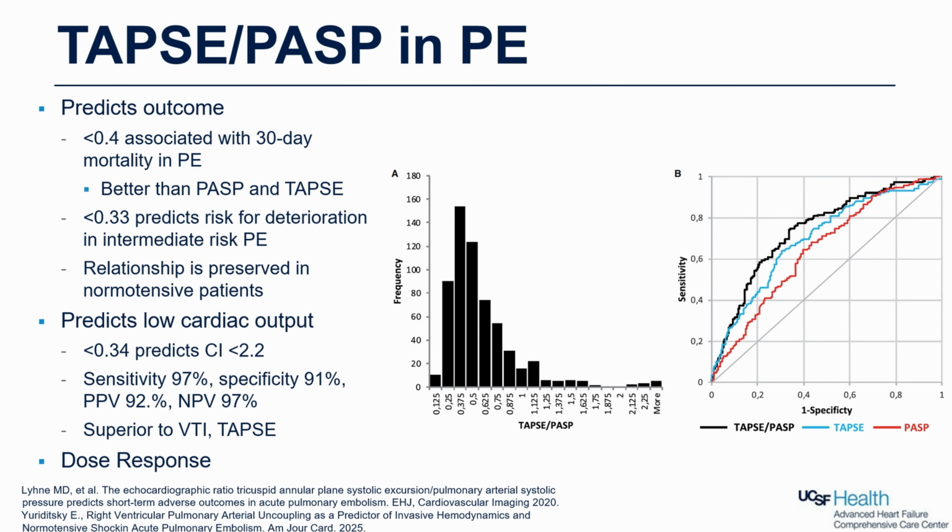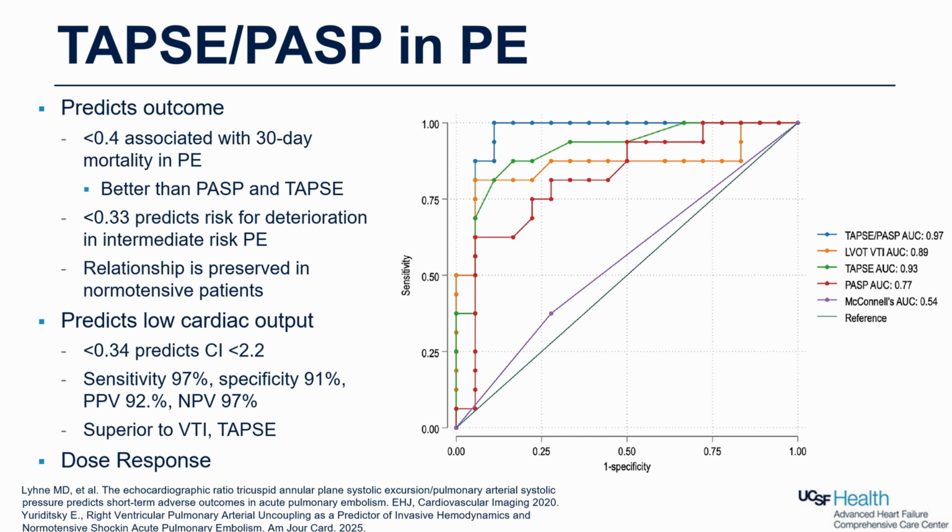Dr. Jasinski, who's also with us, did a study of this in pulmonary embolism, and in the area under the curve here on the right, you can see the black line, TAPSI over pulmonary systolic pressure, performed better and is more sensitive than TAPSI or pulmonary systolic pressure alone for predicting death. And you can see there's a dose-response relationship on the left. Once you start getting below 0.33, you get a relationship that can really identify patients who are at risk for decompensating in your ICU.